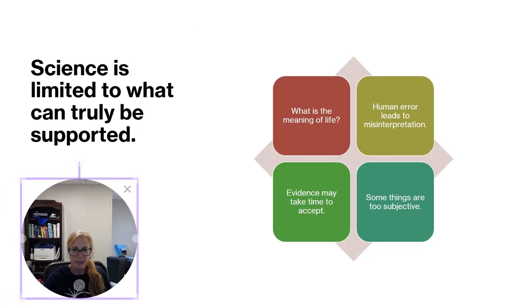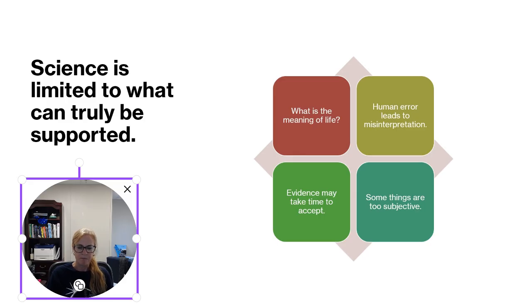Finally, science is limited to what can truly be supported. So when we're talking about what is scientific and what is science, we can't answer questions like what is the meaning of life, because meaning is something that cannot be scientifically demonstrated. Meaning is a human construct. So humans have decided what has meaning.